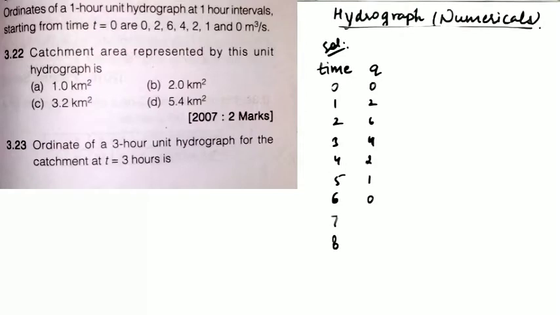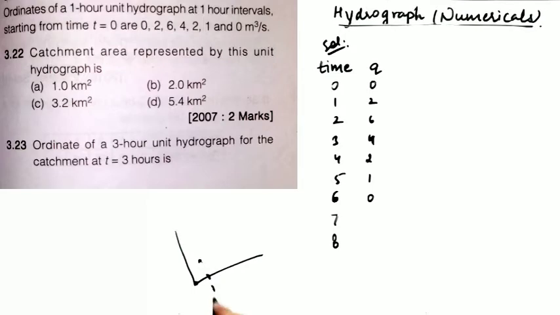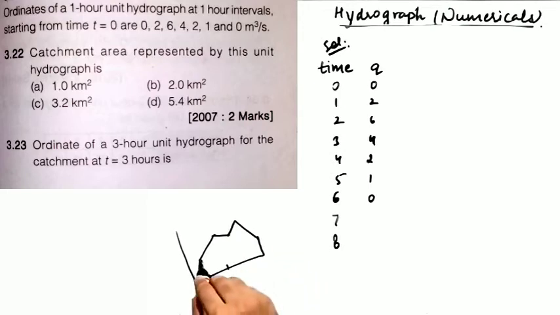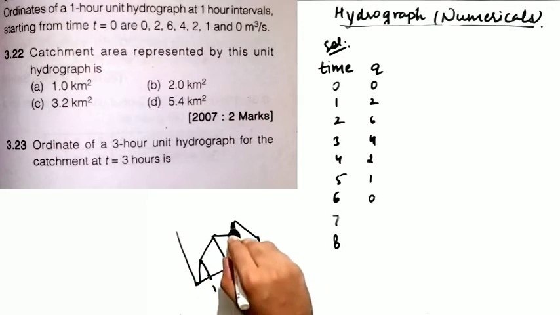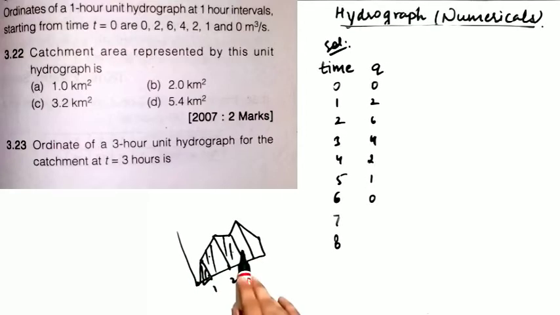Since I have already taken two examples related to the catchment area, you just have to plot this graph. Like at time t equals 0 it is 0, at t equals 1 it is 2, at t equals 2 it is 6. So you just have to plot it like this and take the area under every segment. This is a triangle, this is a trapezoid, this is a trapezoid, this is a trapezoid, and at last it will be a triangle again.